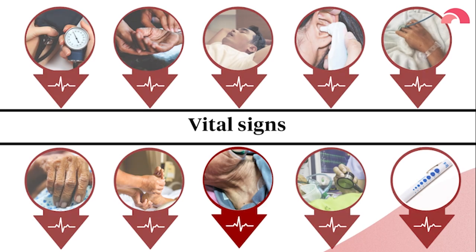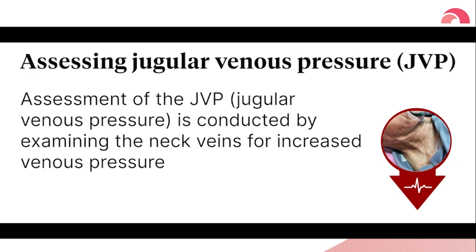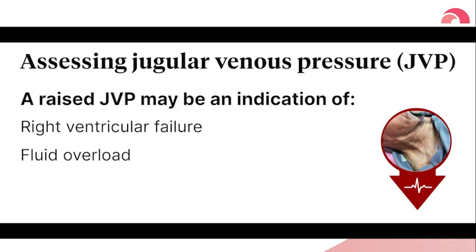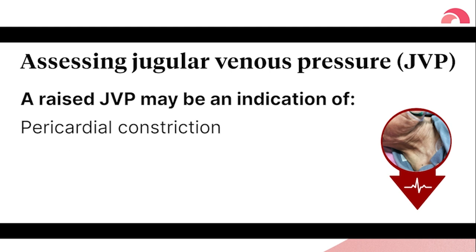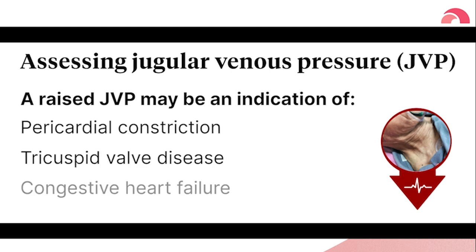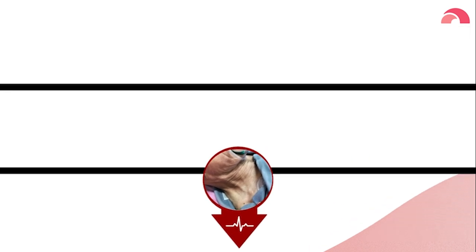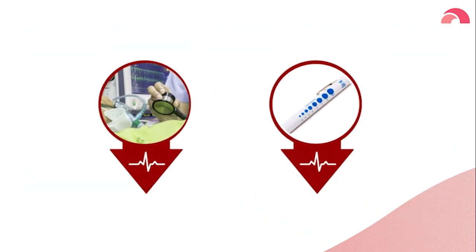Assessment of the JVP or jugular venous pressure is conducted by examining the neck veins for increased venous pressure. A raised JVP may be an indication of right ventricular failure, fluid overload, increased right cardiac pressures, pericardial constriction, tricuspid valve disease, or congestive heart failure. Auscultation of heart and lung sounds and a neurological assessment should also be done in your normal vital sign assessment, as these give a comprehensive clinical picture of the patient.